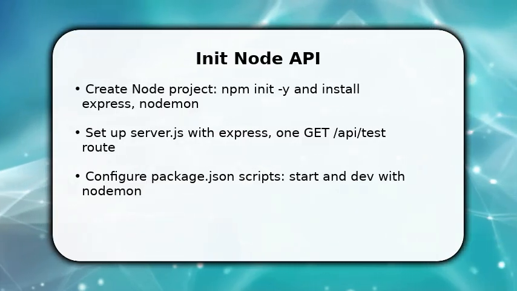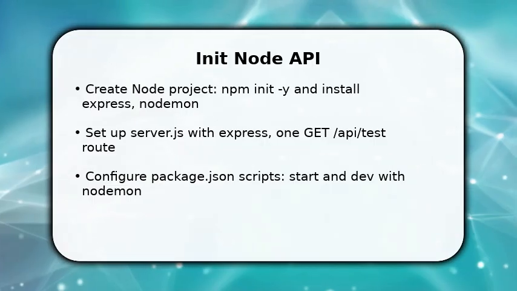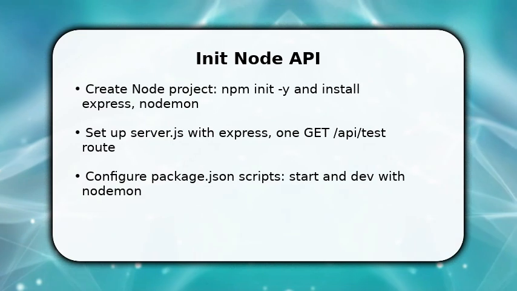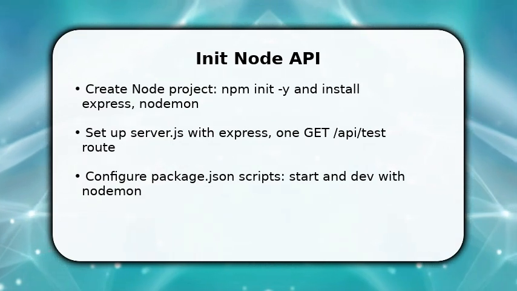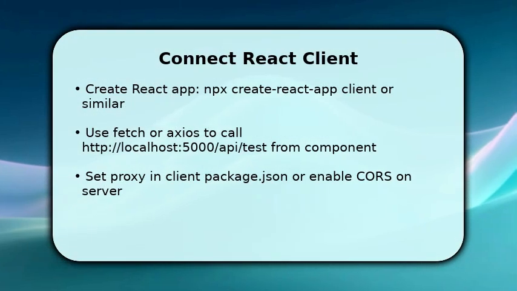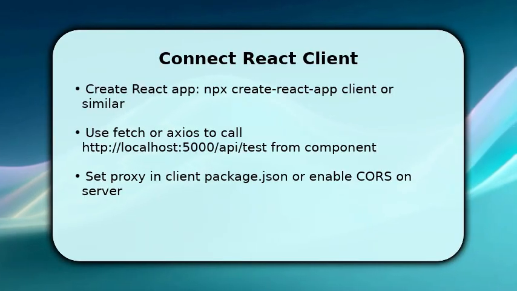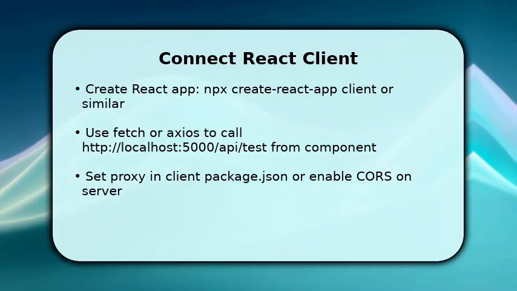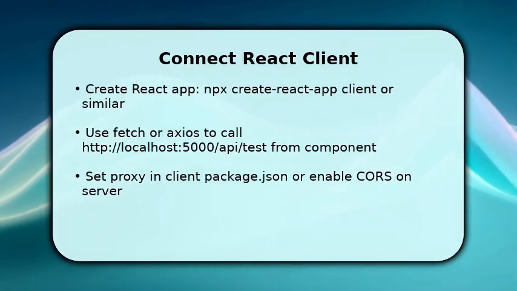Make sure CORS or a proxy will be addressed next, otherwise your browser will block requests during development. You now create the React client and add a component that fetches from your Node API. Use fetch or Axios in useEffect to call http://localhost:5000/api/test and update state with the JSON response.